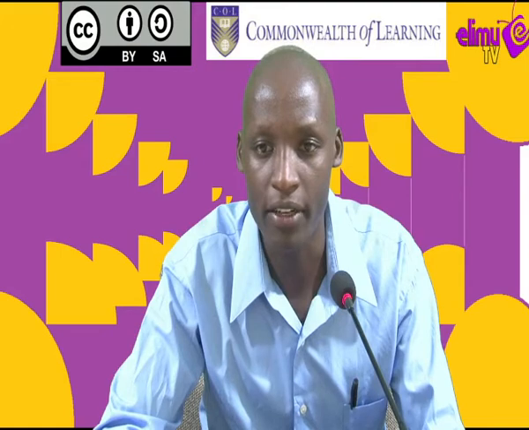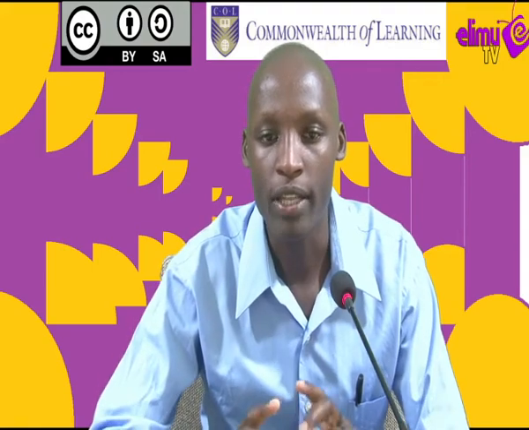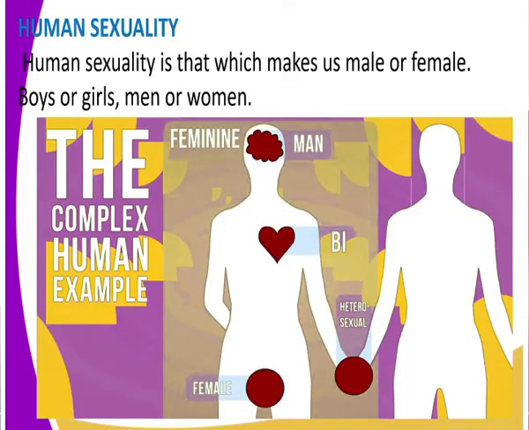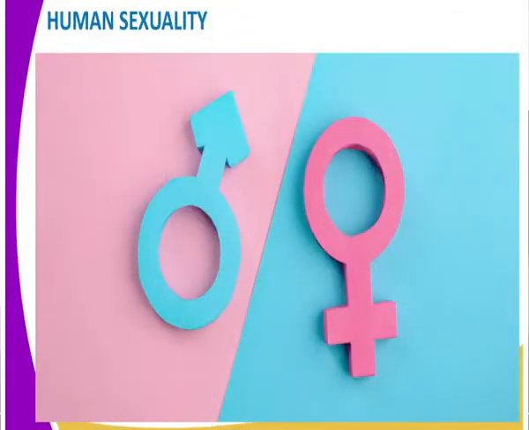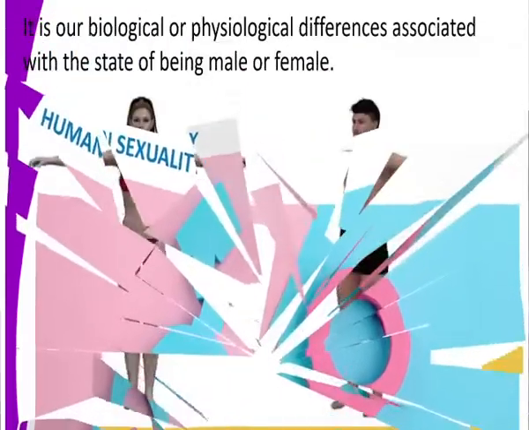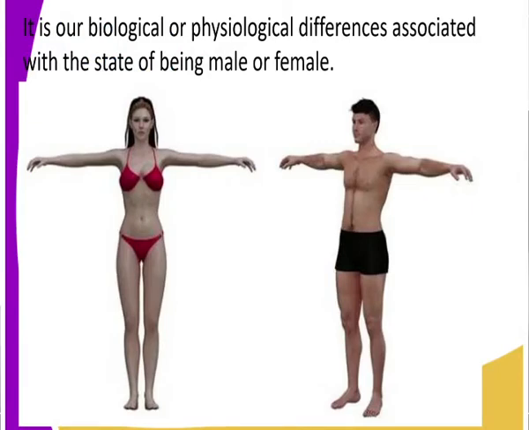That is what we call human sexuality. We have our diagram there. We have feminine and we have man, so we look at the comparison of those two. In biology, we have those two samples of human sexuality. One is male and the other is female. That is what makes us a man or a woman, the human sexuality. That is from the biological setup. Also, class, it is our biological or physiological differences associated with the state of being male or female.